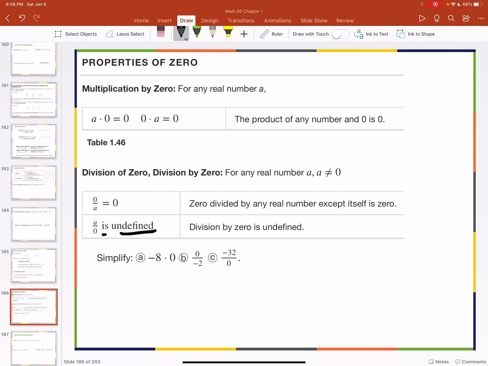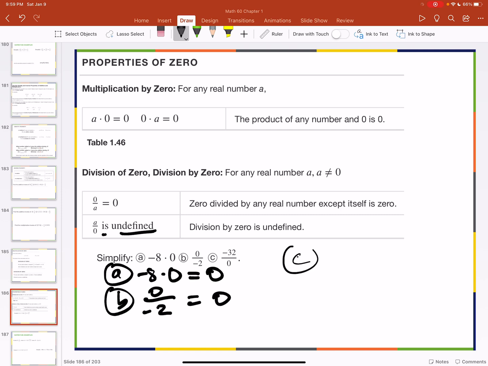So let's see here. Let's do that. So A, negative 8 times 0, that's just going to be 0, because the product of anything with 0 is going to be 0. How about B, 0 divided by negative 2? Well, that's just 0 also. And then C, negative 32 divided by 0. Well, you can't divide by 0. So that's undefined.